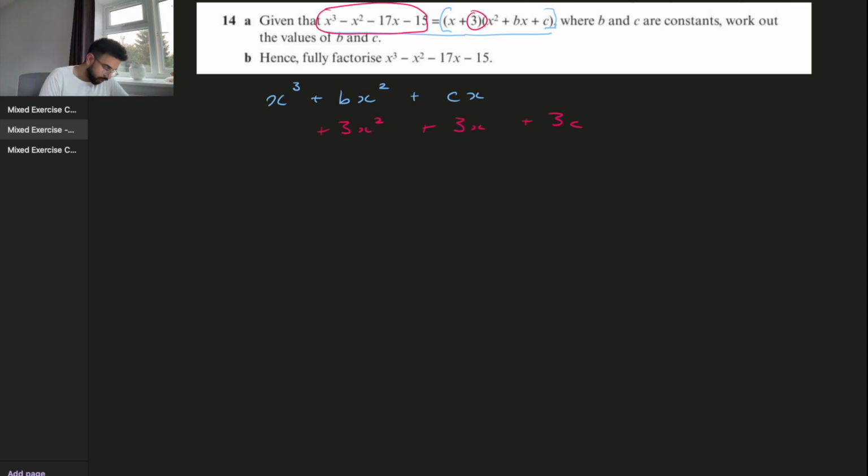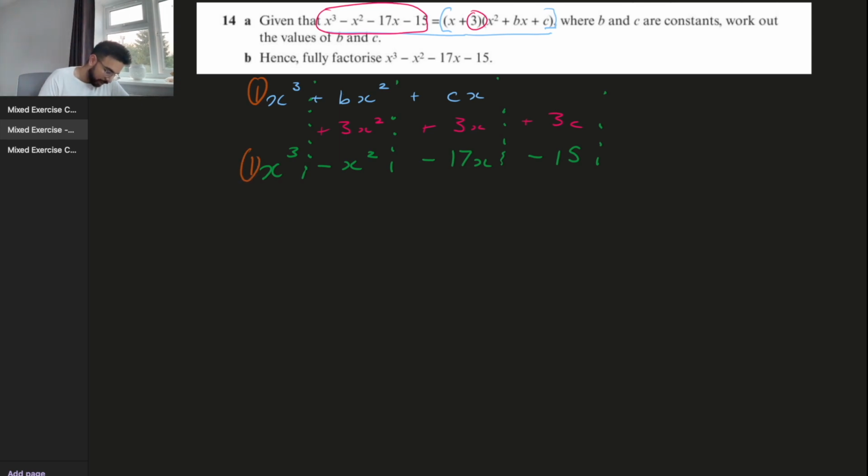And we already know our answer that we should get is x cubed minus x squared minus 17x and minus 15. Now, can you see how all of these align? So imagine if I were to put a dotted line across all of these, we can start to form some equations. So firstly, I can say that the coefficients are going to be the same in the x cubed term. So we can leave that.